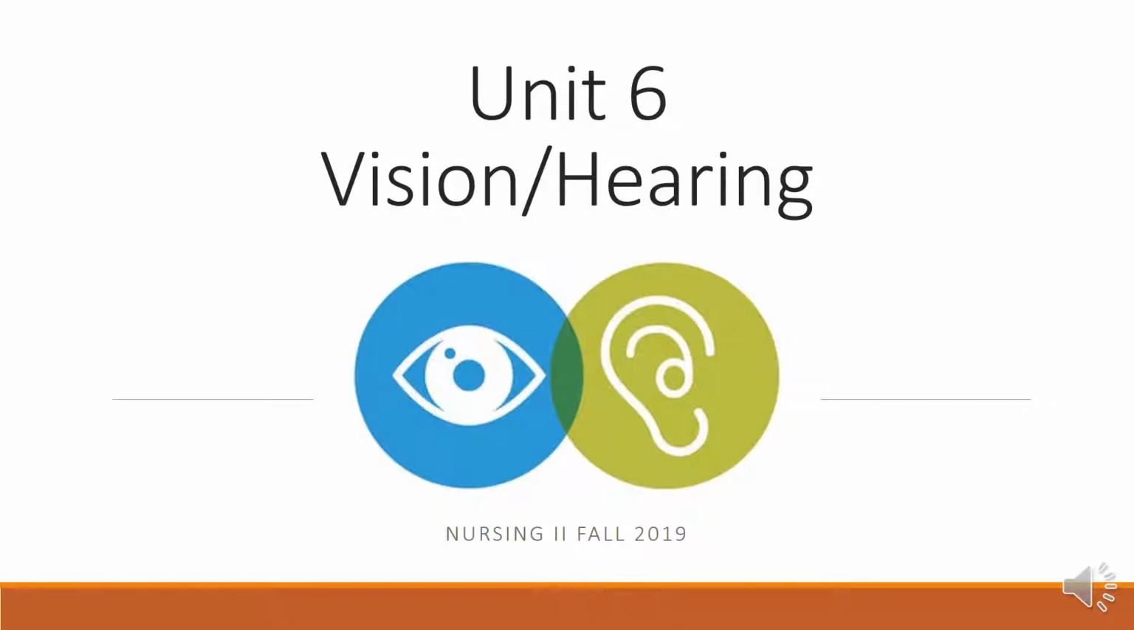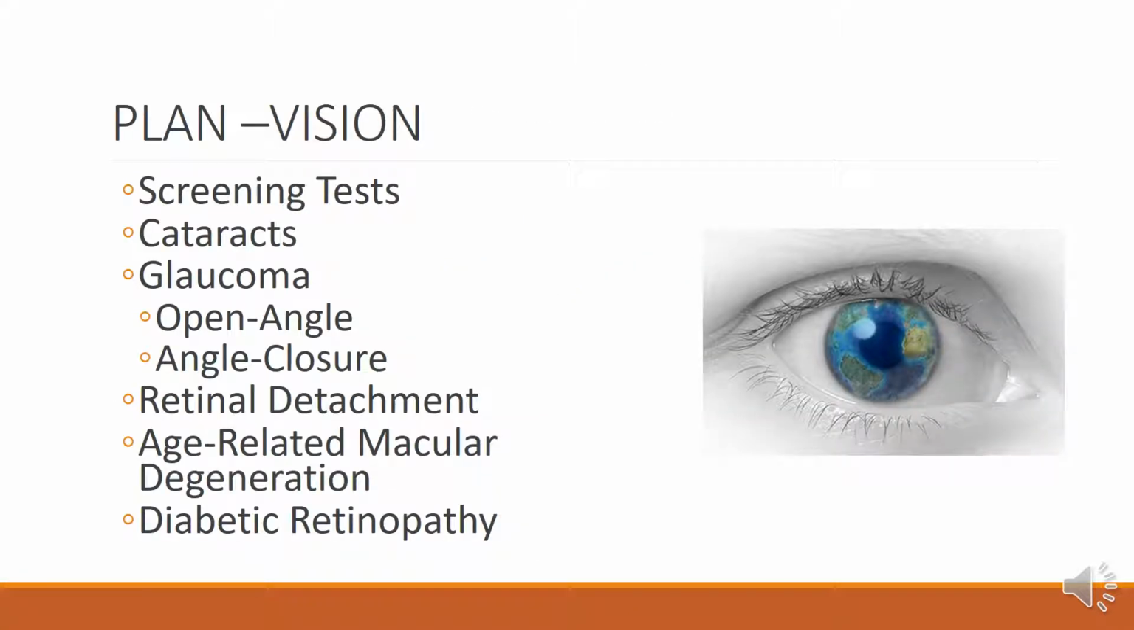Okay, so this is going to be the start of Unit 6. We're going to talk about vision and hearing. We're going to start with vision. We're going to talk about a few things: different screening tests, cataracts, glaucoma, which is open angle and angle closure glaucoma, retinal detachment, age-related macular degeneration, and diabetic retinopathy.